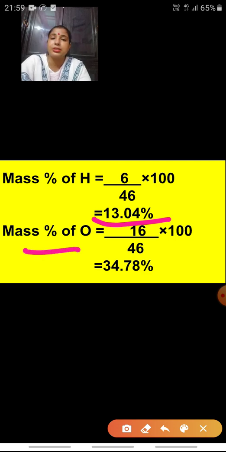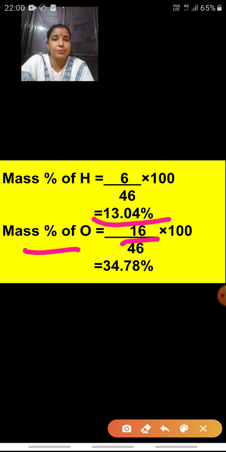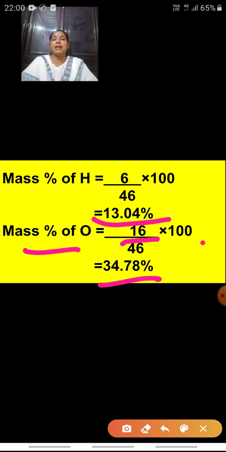Similarly, you can calculate it for oxygen. I think it is clear to you. For oxygen, the mass is 16 because only one atom of oxygen is there. Divided by 46 multiplied by 100, you will get the answer 34.78. I think the mass percentage has become clear to you all now.